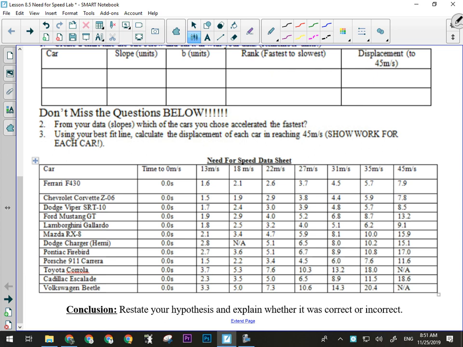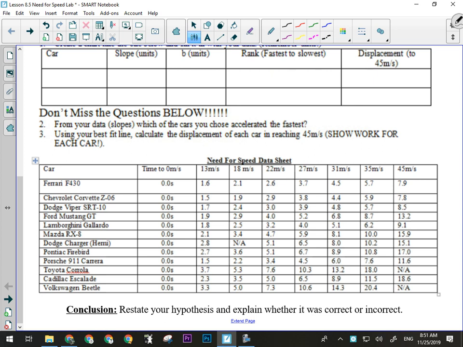Time. Because you want time on the x-axis. So you're going to pick 5 cars from this list. Whichever 5 you want, I don't care. You pick 5 cars from this list, and what you're going to do is enter their times in the first column, and then enter these speeds: 0, 13, 18, 22, 27, 31, 35, and 45. Put that in on that sheet, graph it for that car.